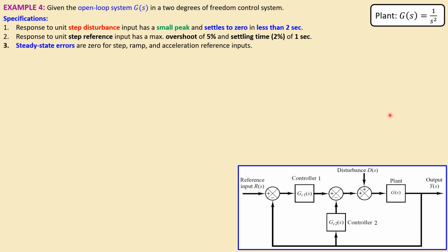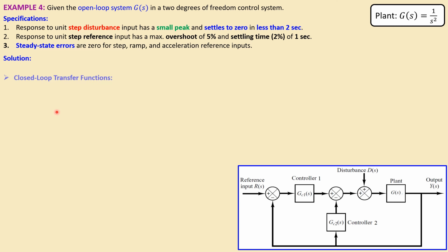Now we have the specifications as shown here. The response to a unit step disturbance must be small, has a small peak, and settles to 0 in less than 2 seconds. Again, this is most of the time the case in the previous examples. The response to a unit step reference input has a maximum overshoot of 5% this time. So that is the lowest overshoot we now have in this series of 2 degrees of freedom control systems. And the settling time is again 1 second. The steady state errors for step, ramp, and also acceleration reference inputs must be 0. So these are the specifications.